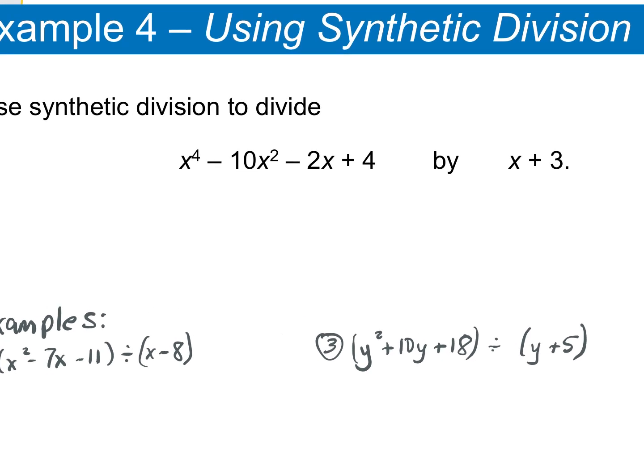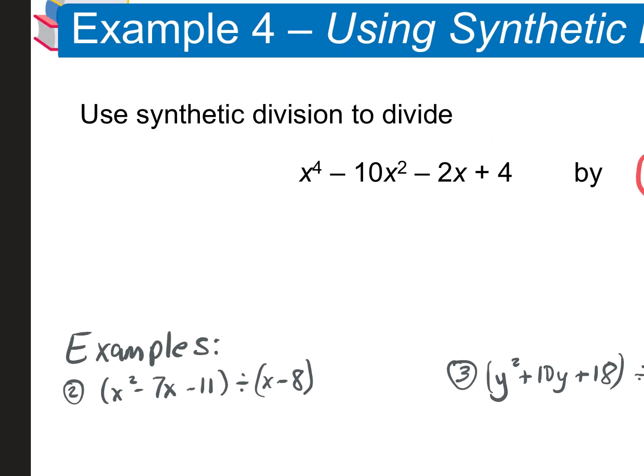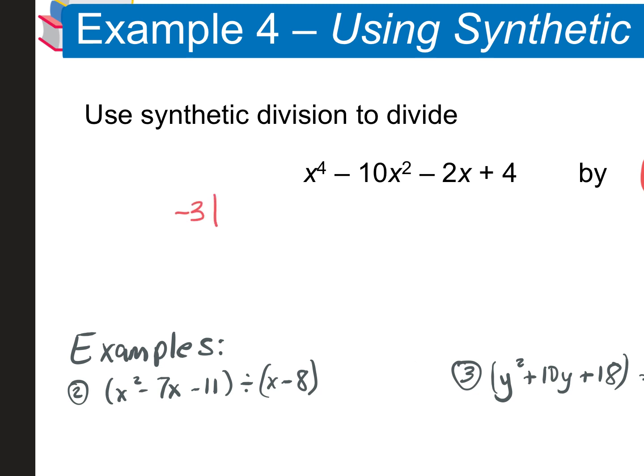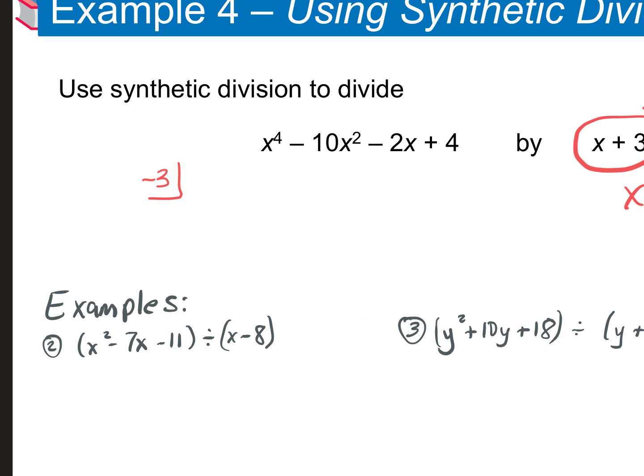The first thing you're going to do is you're going to set this piece equal to 0. So I'm going to say x plus 3 equals 0. So what does x equal? Negative 3. So that is what we're going to put up here in the corner of our little box. You're going to figure out whatever you're dividing by, you set equal to 0, and that's going to go up in the corner.